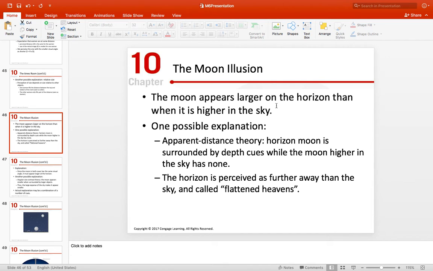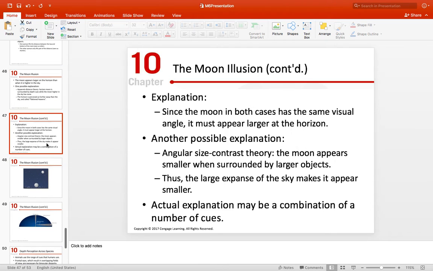This is really interesting. The moon does appear larger on the horizon than when it's higher in the sky. There are different explanations, but one I tend to like is the fact that the horizon is surrounded by depth cues. The moon higher up isn't. If the visual system is tricked into thinking that the moon on the horizon is in fact further away than the moon in the heavens, then the size is going to be bigger. Once again, R times D. That's just one theory, but it's not the only one.